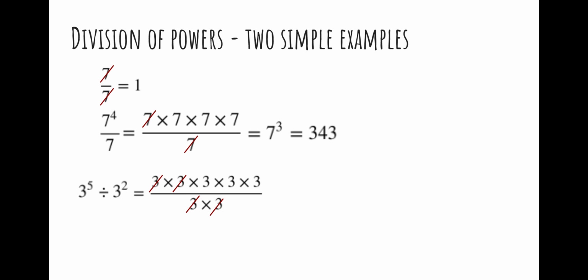3 divided by 3 is 1, multiplied by 3 divided by 3, which is 1, and at the end we end up with 3 multiplied by 3 3 times, which is 3 cubed, equivalent to 27. 3 times 3 is 9, times 3 is 27. So now we're going to go and do an exercise similar to what we did during the first part of the power rule.